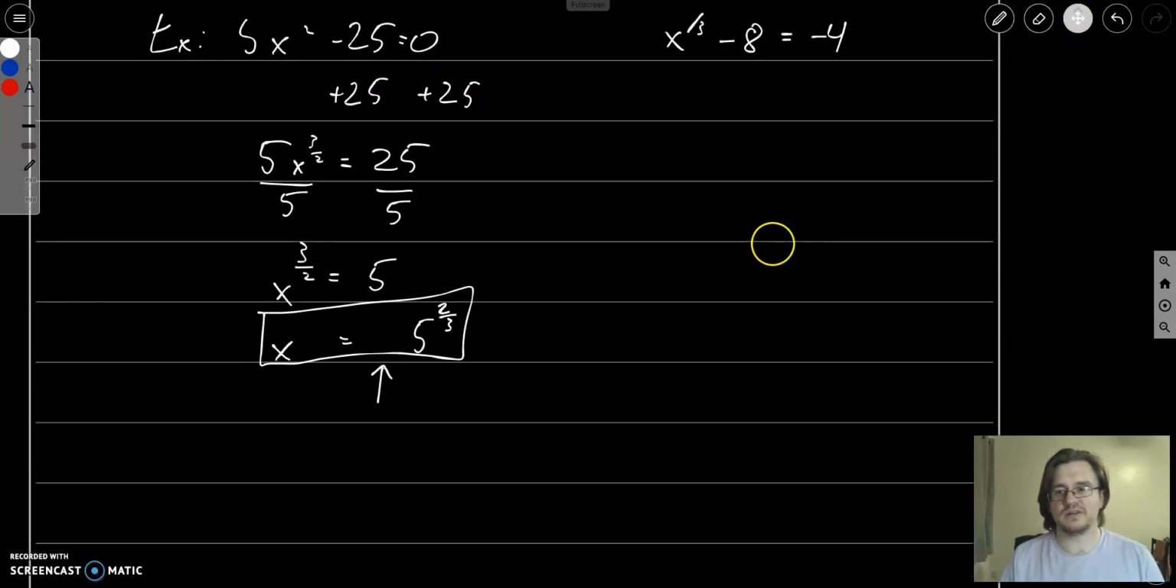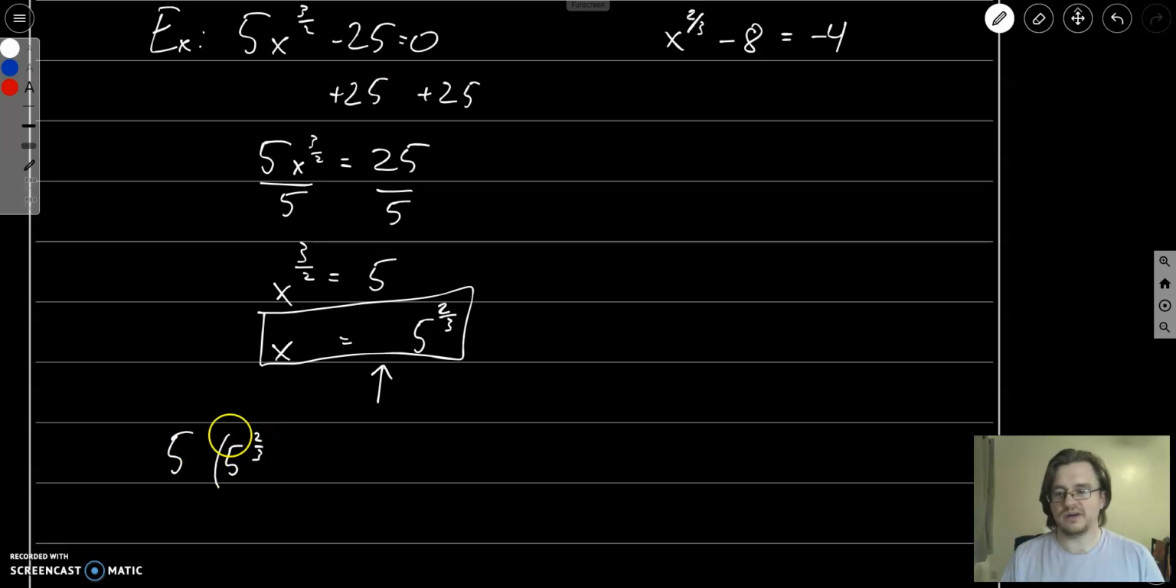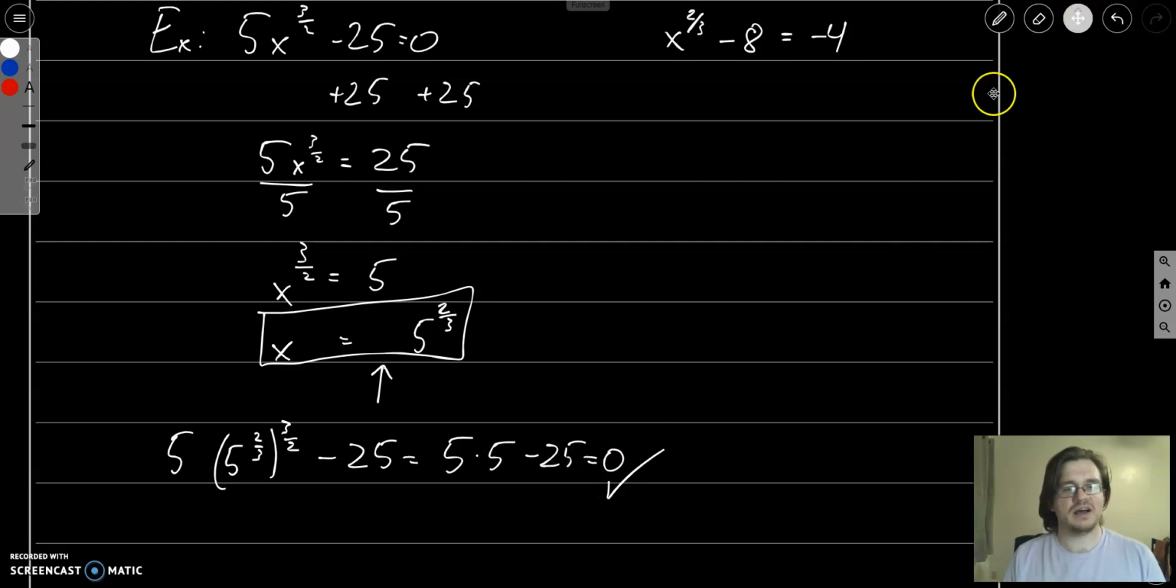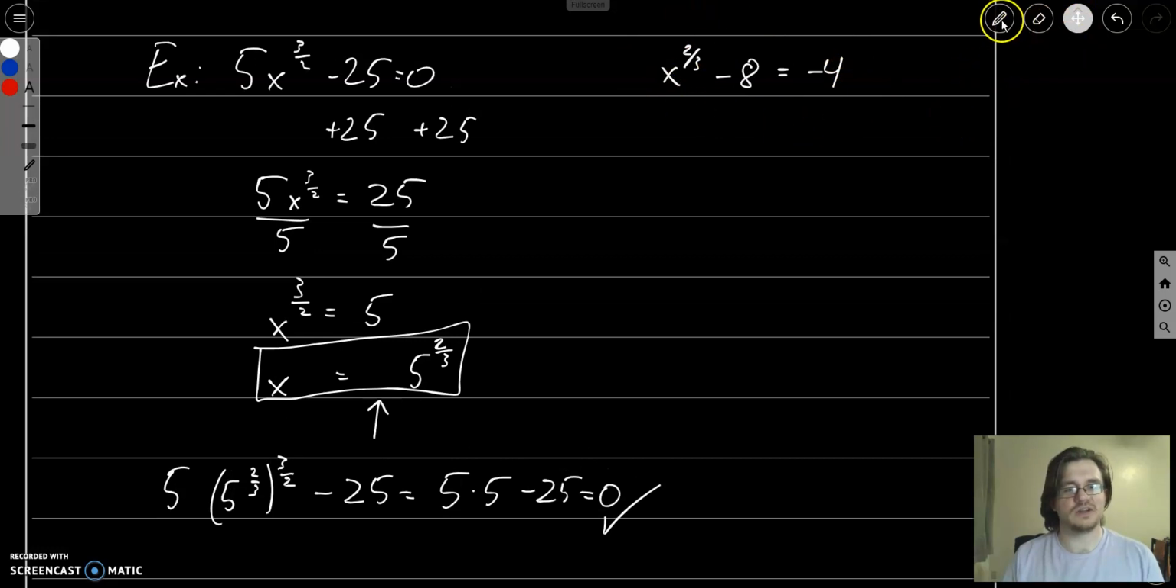We can check this fairly quickly. If I take 5 to the 2/3 power, and I raise that to the 3/2 power, I subtract 25, what should I get? Well, when I multiply my powers, this is why we're doing this, they'll cancel. 2/3 times 3/2, 2's cancel, 3's cancel. I have 5 minus 25, and that's 0. So everything checks out. Let's do the same thing for this equation over here.